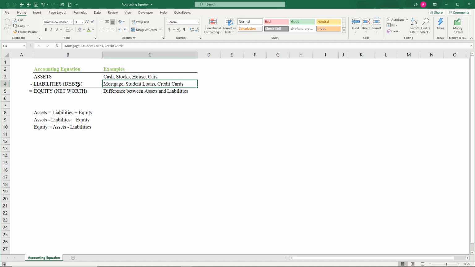And so, really, to get your net worth, assets minus your liabilities equals your equity in accounting terms, or your net worth, or if you're negative, then you have a negative net worth. So you can use this equation in any way. Assets equals liabilities plus equity, assets minus liabilities equals equity, or equity equals assets minus liabilities.